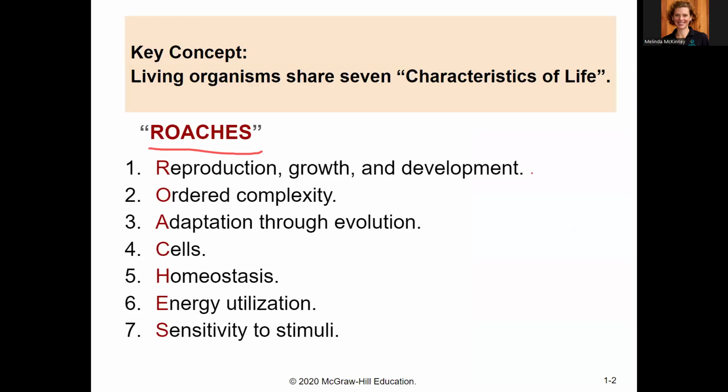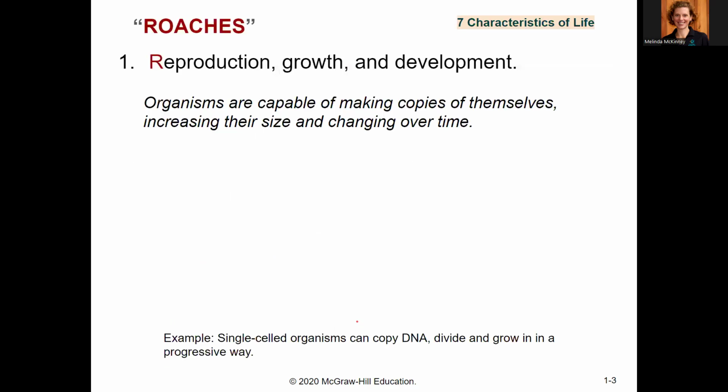Reproduction, growth, and development, that's R. O is ordered complexity. A is adaptation through evolution. C is cells. Every organism has one or more cells. H is homeostasis. E is energy utilization. And S is sensitivity to stimuli. So we'll go through these one by one.